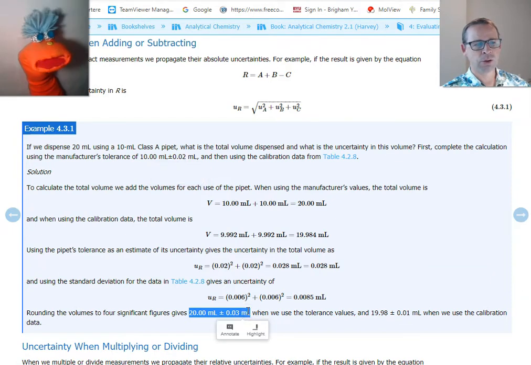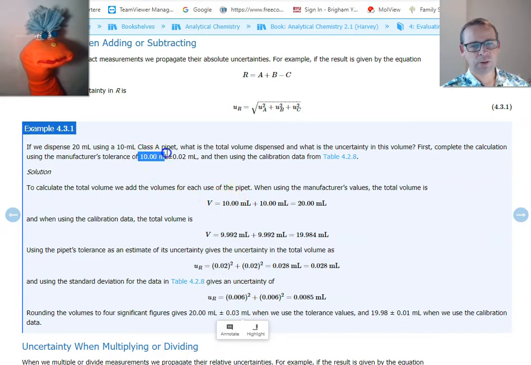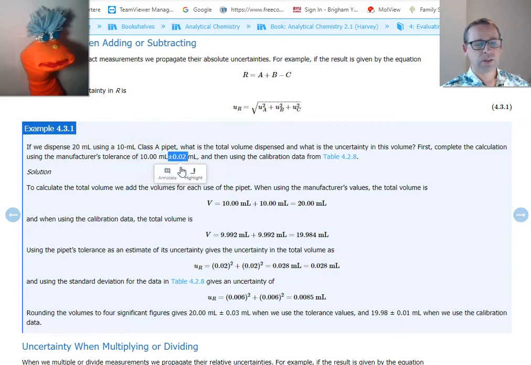Okay, so that is for delivering the 10 milliliters from our uncalibrated pipette, which is completely appropriate. If it's uncalibrated, you just use that as your uncertainty.